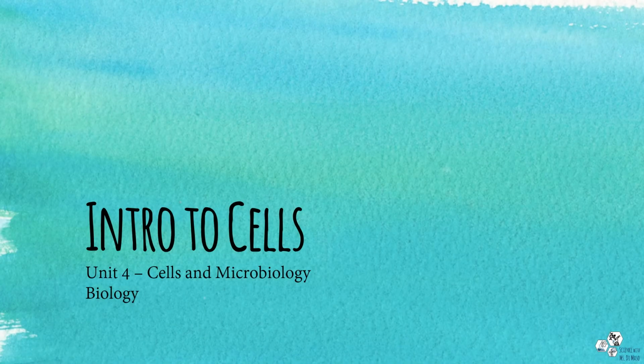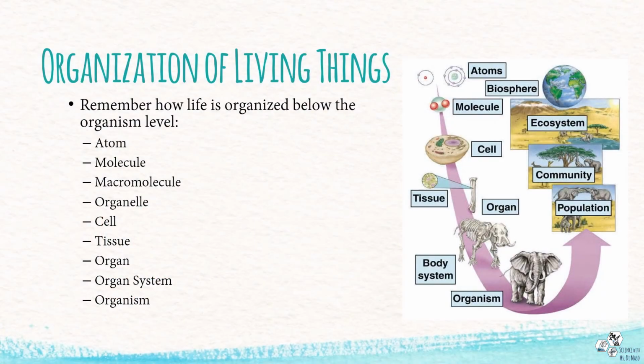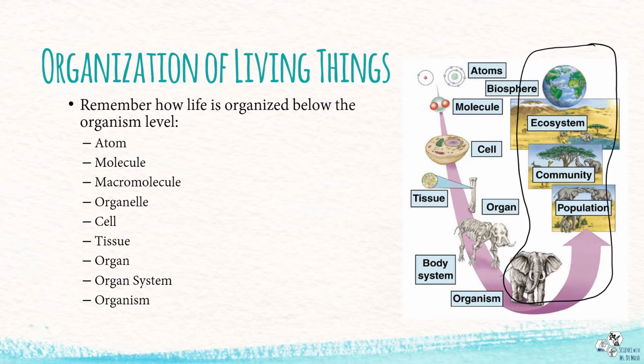So we're finally starting our unit on cells, and it only feels right to start it off with a discussion of what are cells, what are the different types of cells. But first, let's go back to when we discussed the organization of living things. So in our ecology unit, we discussed all this level here: biosphere, ecosystem, community, etc. And then we jumped back down last unit to this area, the chemistry area.